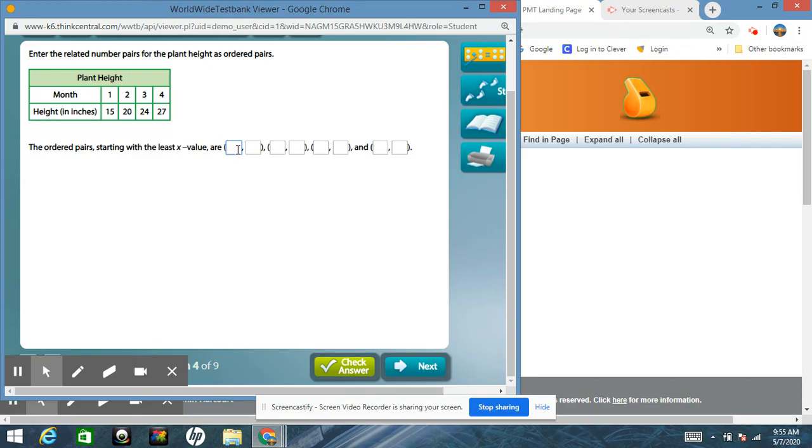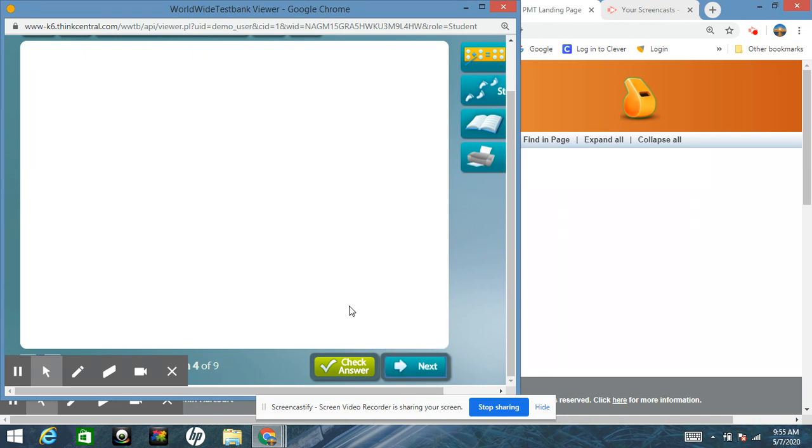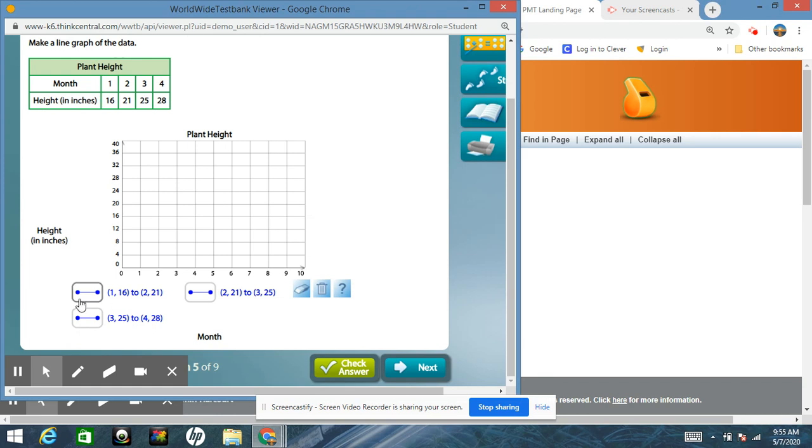For number 3, you're just ordering your ordered pairs here. 1 is my x-axis. That's the first month. How big was the plant? It was 15 inches, so I put 15 for my y. We do the rest of them. This one's easy. I'm going to go to number 5. Number 5 was the same thing as the other one.